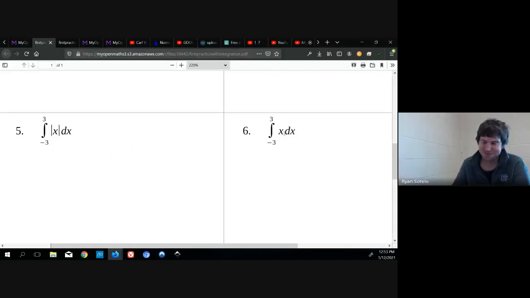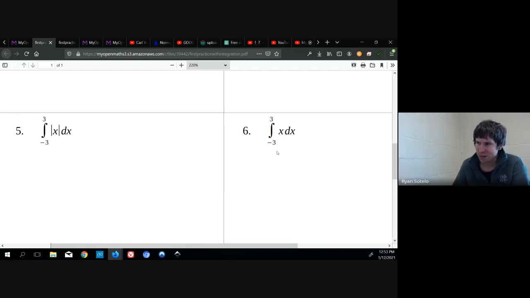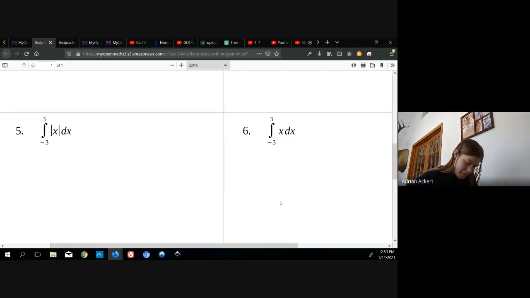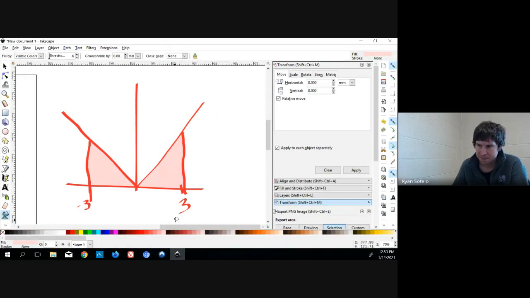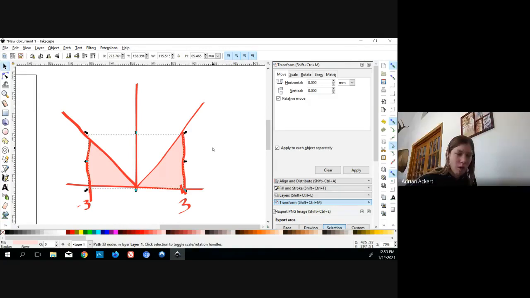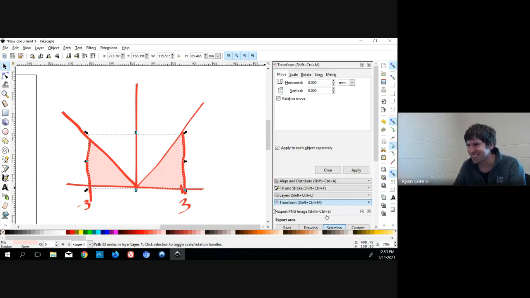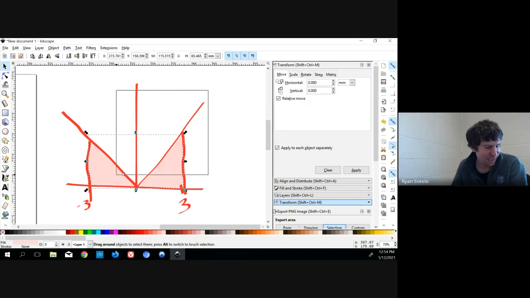How about this one? Y equals X, but now we're from -3 to 3. Easy. It is 0. Are you using a calculator? Do you have like an integral button? No, it's just in my head. Why would it be 0?